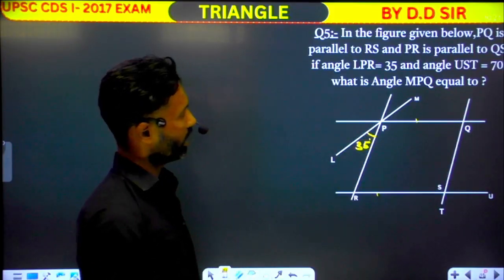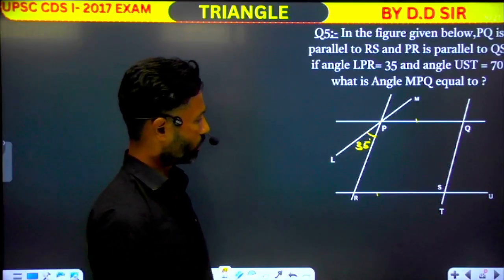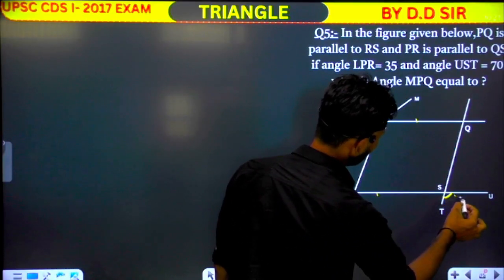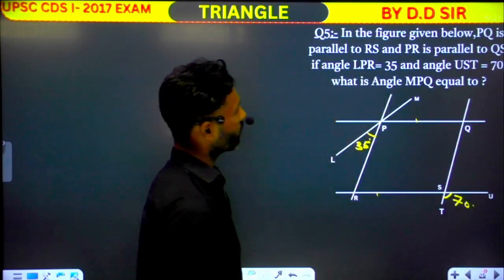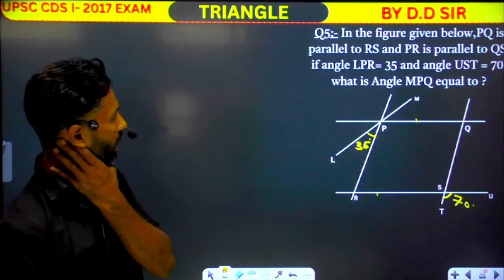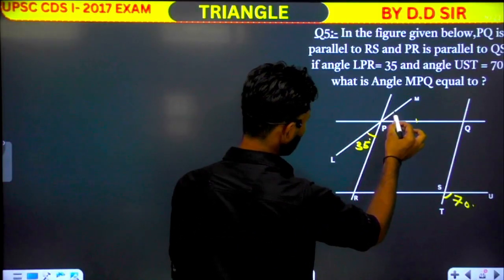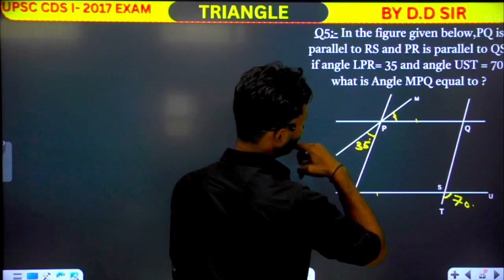Angle UST, which one is UST? This is angle UST, and this angle is equal to 70 degrees. What is angle MPQ? So the examiner is asking us to calculate the value of this particular angle.